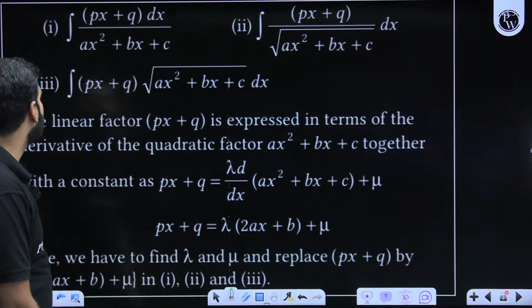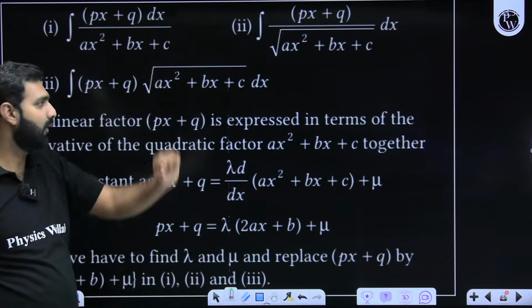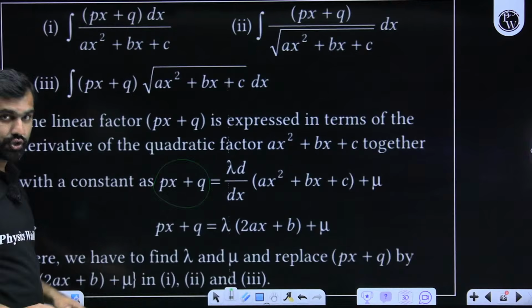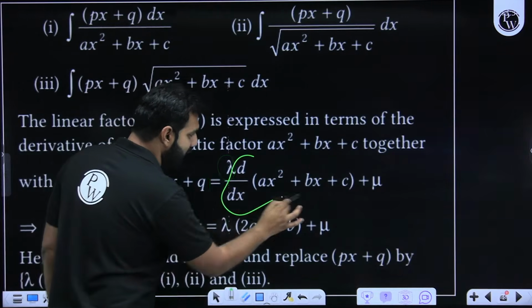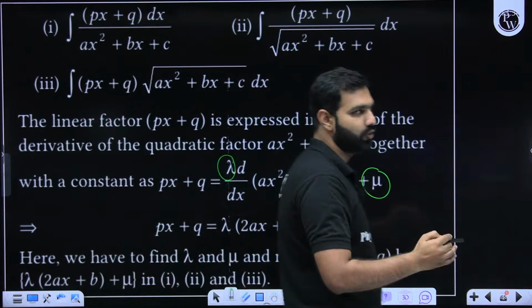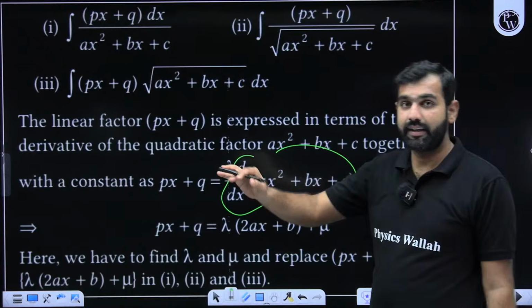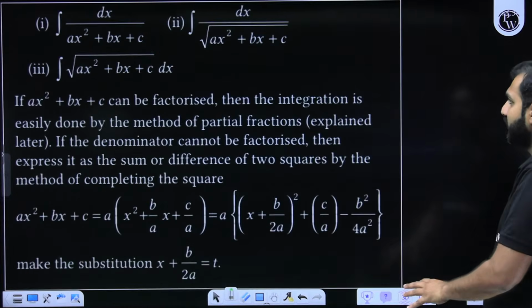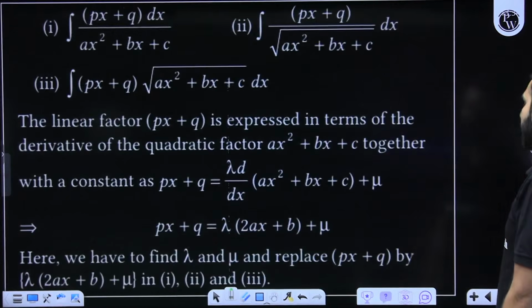Right. So here, if I continue with that, in this part a linear and a quadratic are there, right? So what we do here is, that linear part should be replaced by some constant times the derivative of that quadratic plus a constant. Of course, by comparing, you can find the values of lambda and mu. And when you replace that, again by using substitution, you can convert these into the standard formulae which we have just discussed and get the answer.